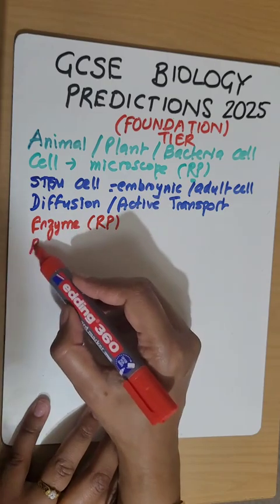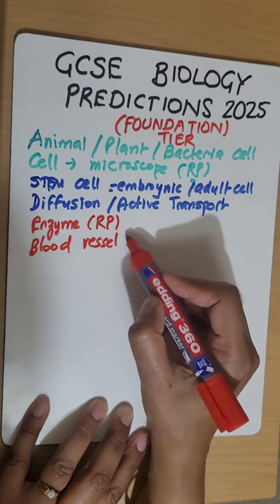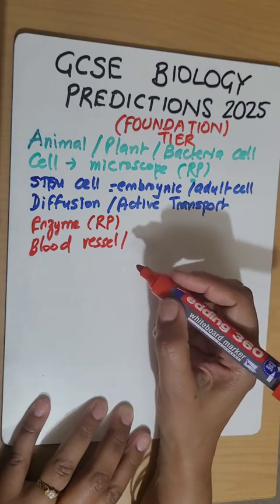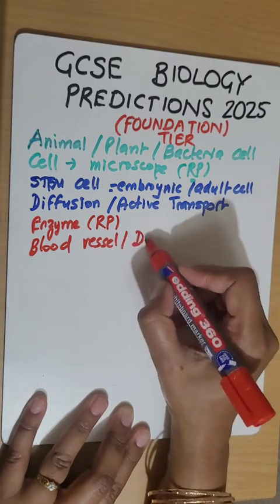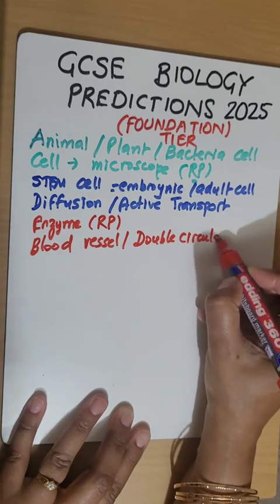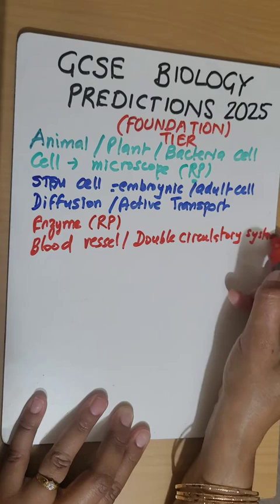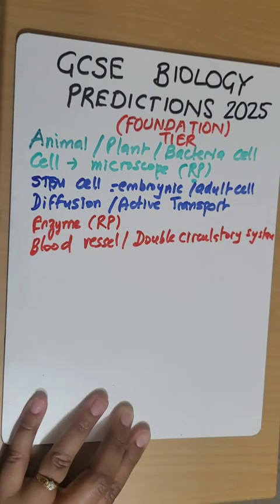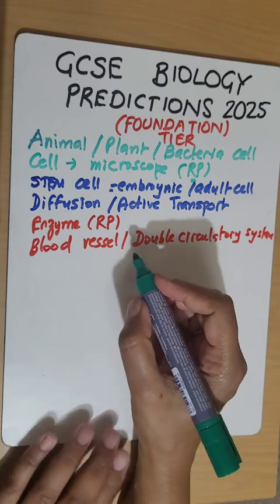Then we're looking at the blood vessels. So when you're looking at blood vessels, make sure you look at the capillary. You're looking at arteries and veins, the function, how they're different from one to the other, and also the double circulatory system. So how does the heart pump the blood around the body? Well, it's a double circulatory system. They can give you different parts of the body to label. They give you the words and you put them around the diagram.